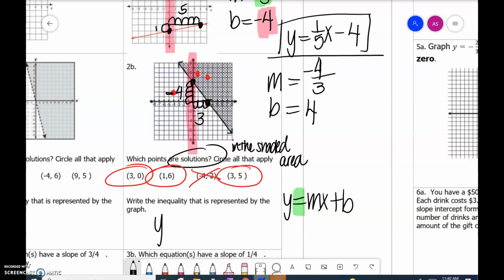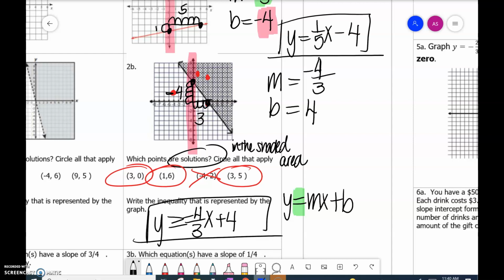So I'm going to have y, and then I'm going to skip some space because I want to think about what sign is going to go there. So I'm going to have y, then I'm going to have -4/3x plus 4. Now with my sign, I see that I have my graph shaded above, and it's a solid line, so that's going to be greater than or equal to. And that's my final answer.